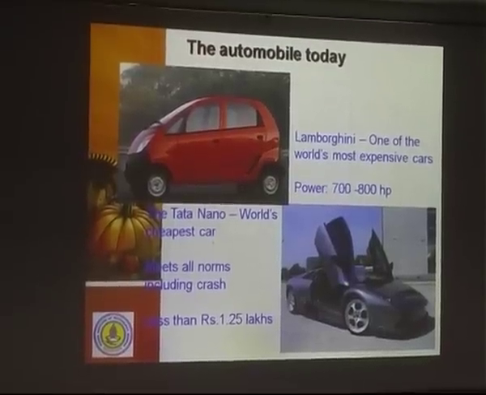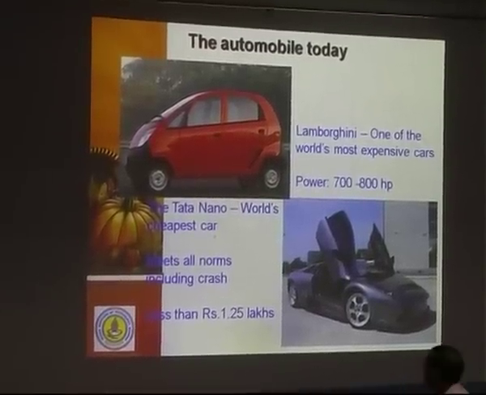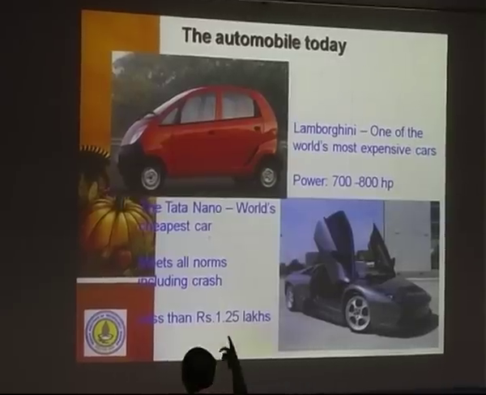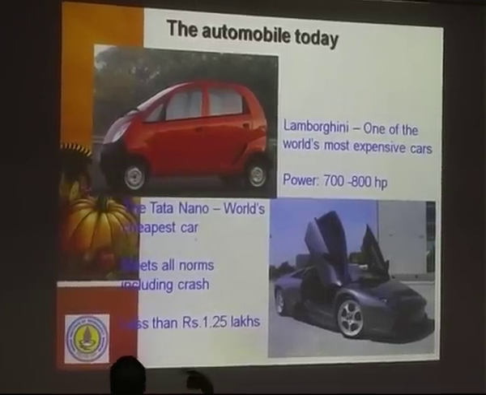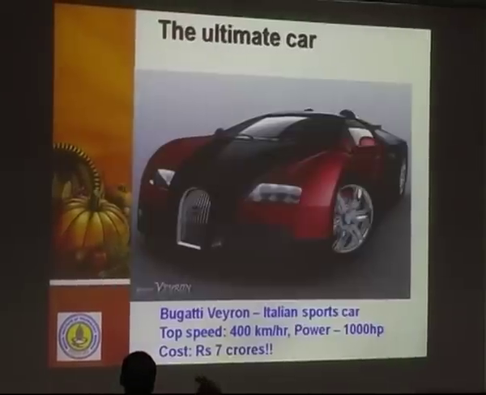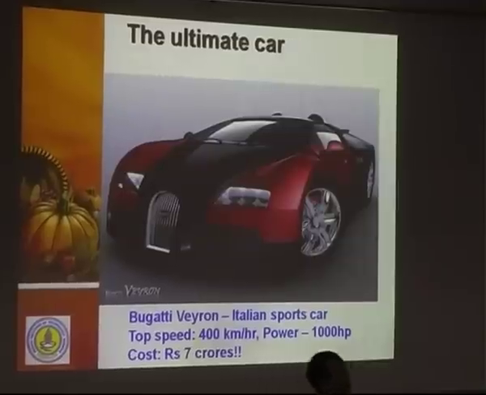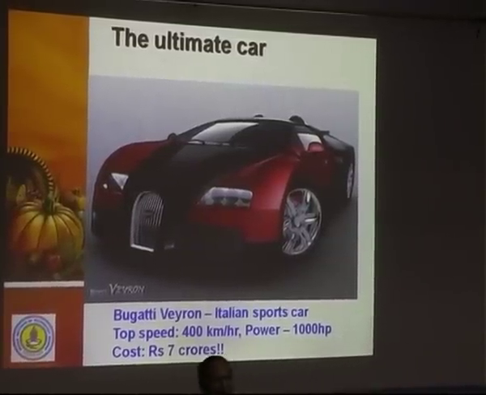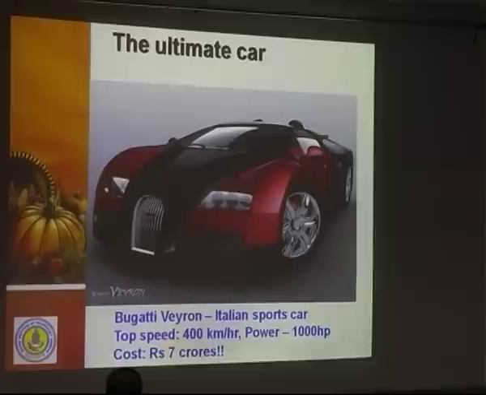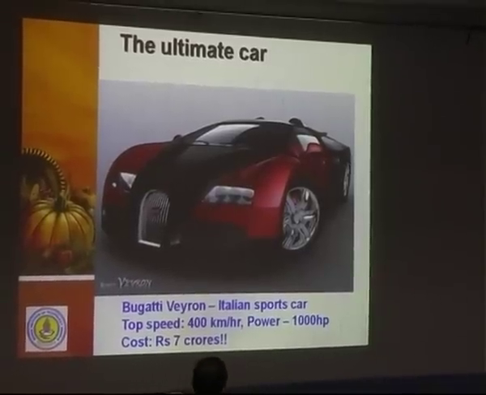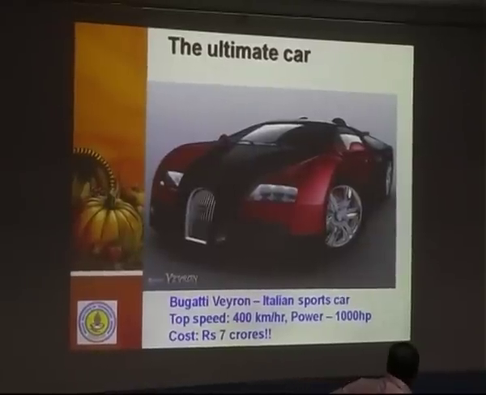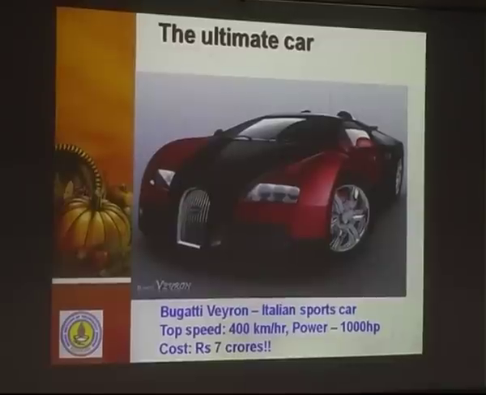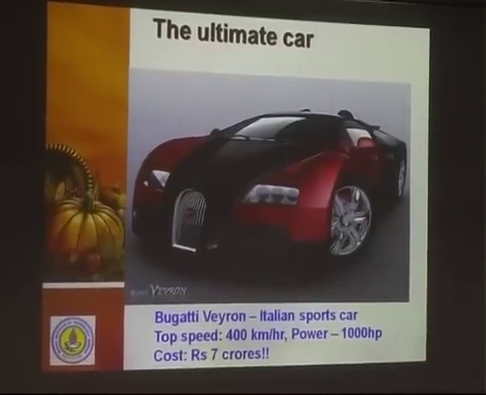Bugatti Veyron. You want to see that? Next slide. No. Go further. Further. Cost 1 million. Okay, so the Bugatti Veyron is the world's ultimate car. The Bugatti Veyron is the Italian sports car, but top speed is 400 kilometers per hour. The power is 1000 horsepower. So it is a power of 1000 horses.